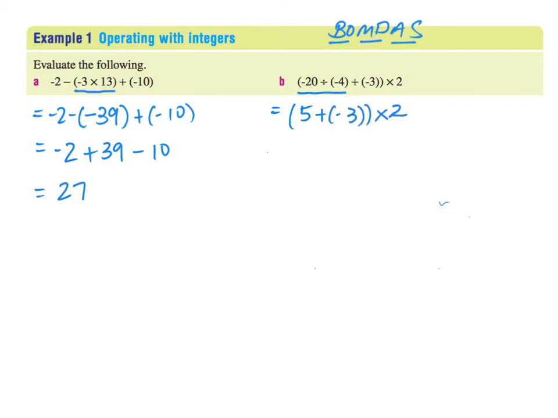So copy everything else down. Going to take this next line to simplify. So we have 5 minus 3 times 2. And from here, I'm going to do what's in the brackets, which is 2 times 2. And our final answer here is 4.